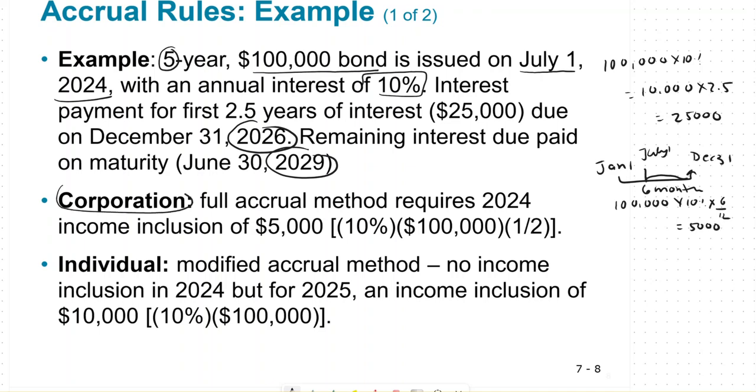From the corporation's perspective, the full accrual method is required. So they are going to include $5,000 in their income, and they're going to pay taxes on that.